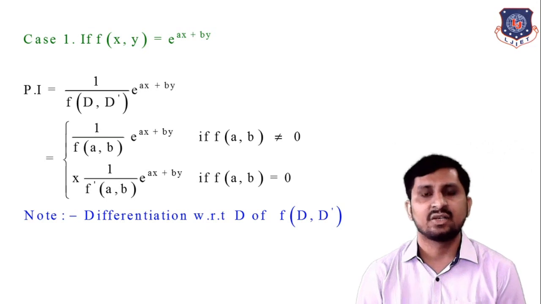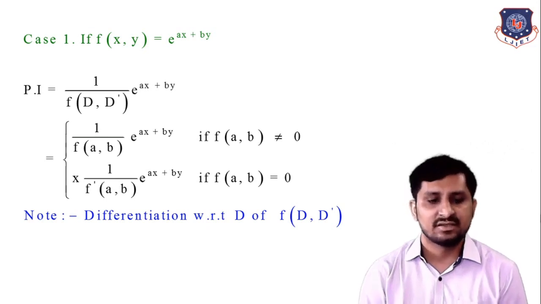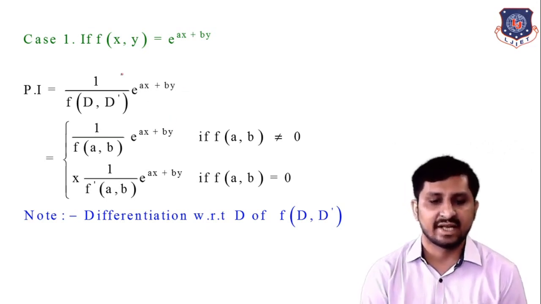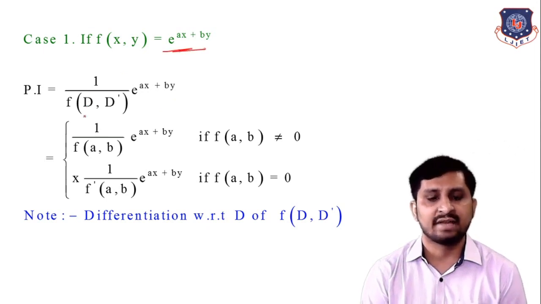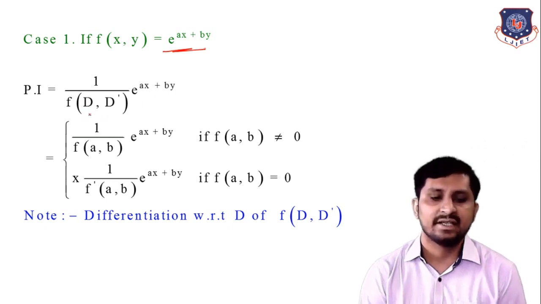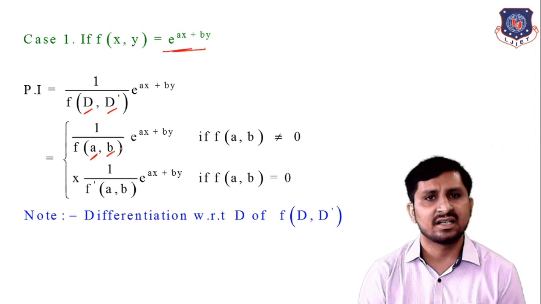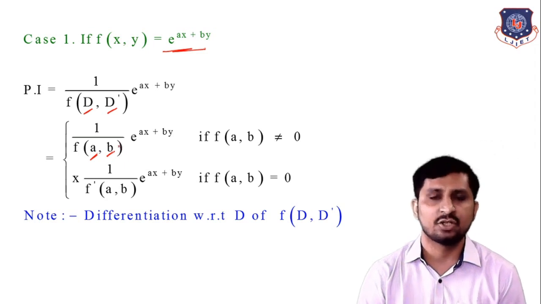So let's take a quick revision of this topic. This is our case 1: f of x,y is equal to e raised to ax plus by, and 1 upon f of D, D dash times e raised to ax plus by is our particular integral. Just take a instead of D, and b instead of D dash. But the condition is that the denominator must be non-zero, that means f of a,b must be non-zero.